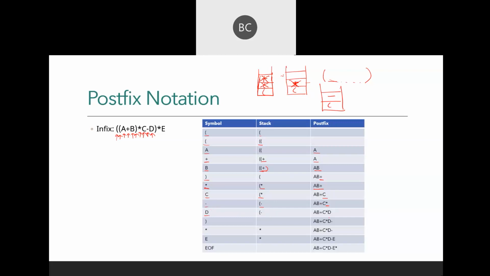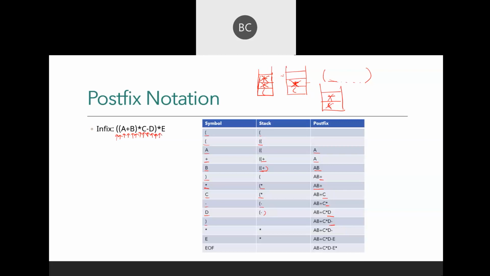So D, simply print it here. Next you have a right parenthesis. So right parenthesis means what? You have to pop out all the operators here. So you will pop out everything and print it here. So we'll pop out both the minus sign and the left parenthesis. So you will print the minus sign here. Okay. So this one is good.